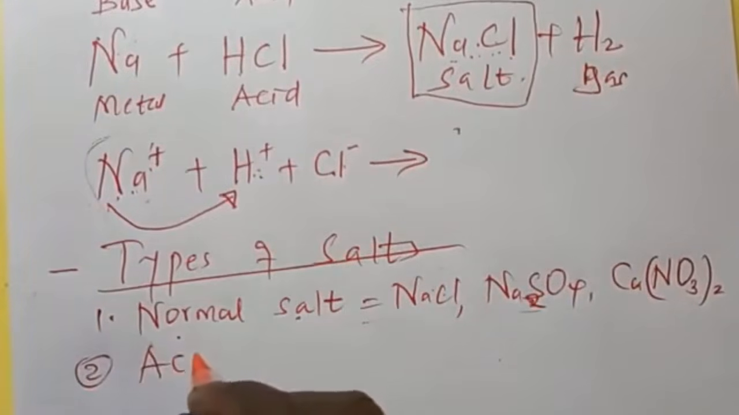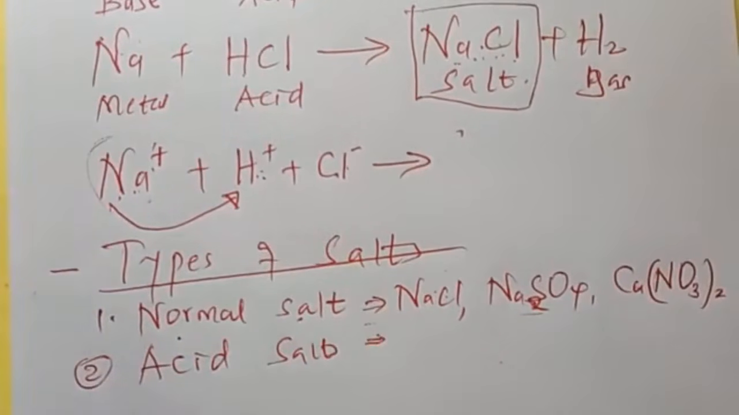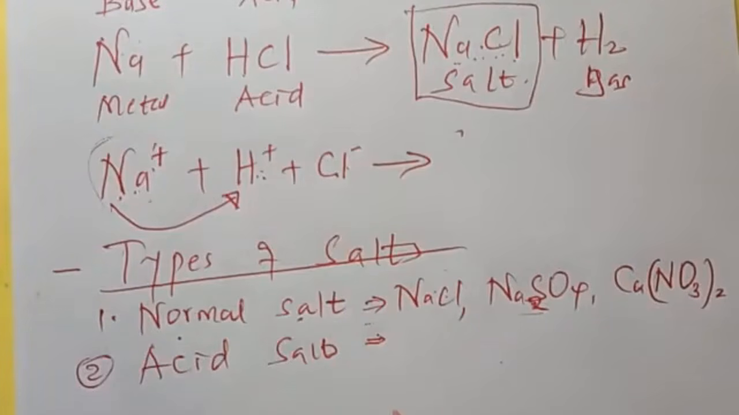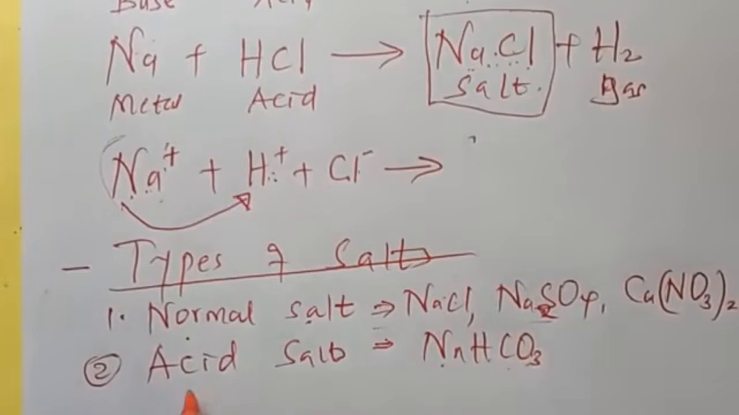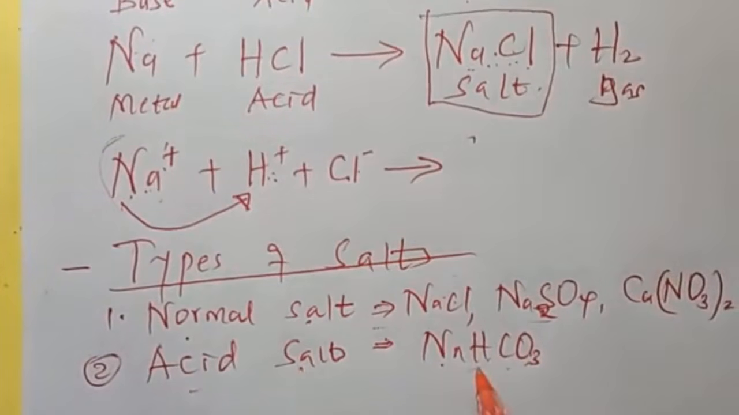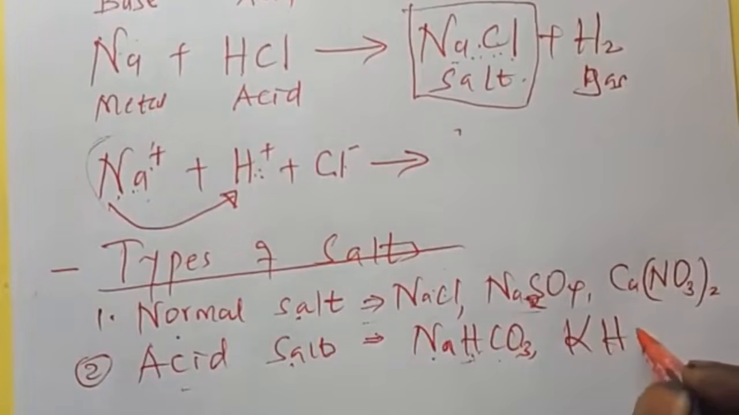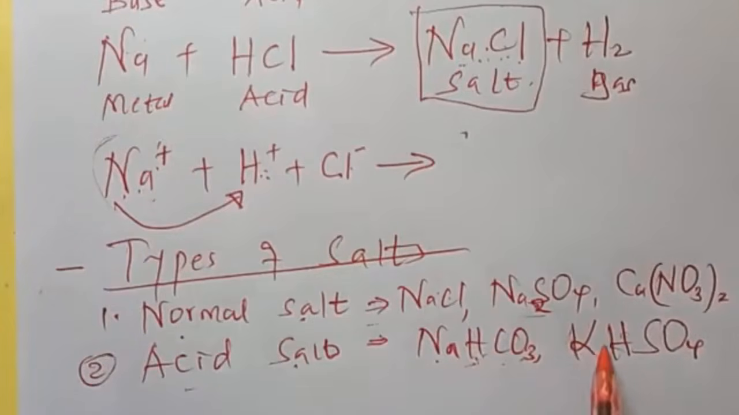Number 2, we have acid salts. It is important for you to know that acid salts are the salts which contain replaceable hydrogen in them. An example of this is sodium hydrogen carbonate. Sodium hydrogen carbonate is an acid salt because it contains a replaceable hydrogen in it. Another example is potassium hydrogen carbonate, or even potassium hydrogen sulfate. Also this one contains replaceable hydrogen, therefore it is called an acid salt. They are called acid salts.